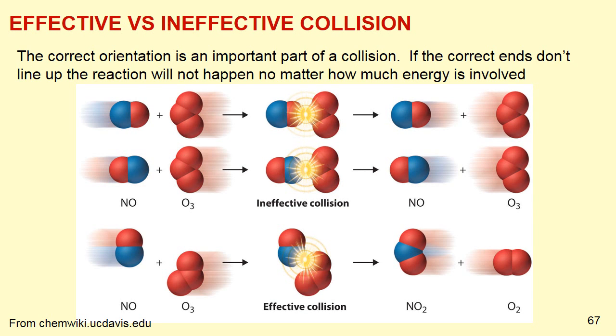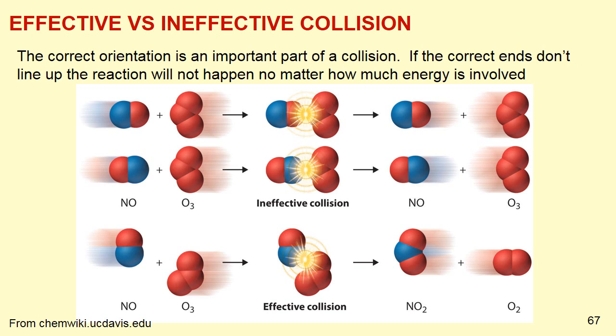So here are some examples. This is kind of an example of orientation. So let's say we have an NO molecule reacting with an O3 molecule to give us NO2 and O2. So you can see on the top row that the oxygen is red and the nitrogen is blue. So if the oxygen hits the center atom in the O3, nothing happens. It's an ineffective collision, they just bounce apart. If the N attacks the center O3, again, an ineffective collision, they bounce apart.